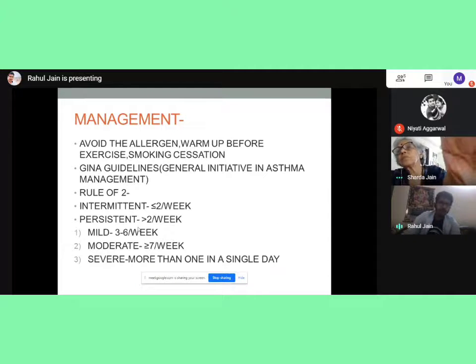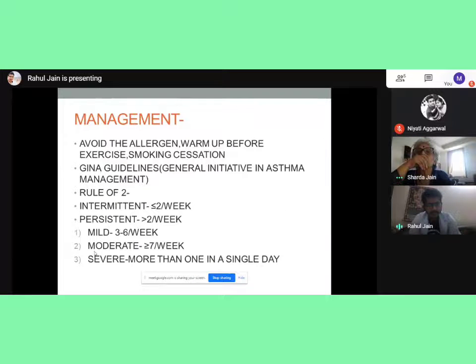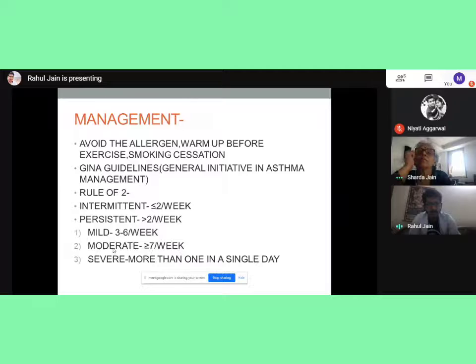Then going on to the management. So these are the drugs available. How will we use them? The management is first of all avoiding the allergen. This is the most effective strategy. If we identify the allergen, maybe the allergen is smoking, then if the person does smoking cessation and does not come in contact with anyone smoking, that is passive smoking, then we can be sure that the chances of him getting a second attack will become lesser.